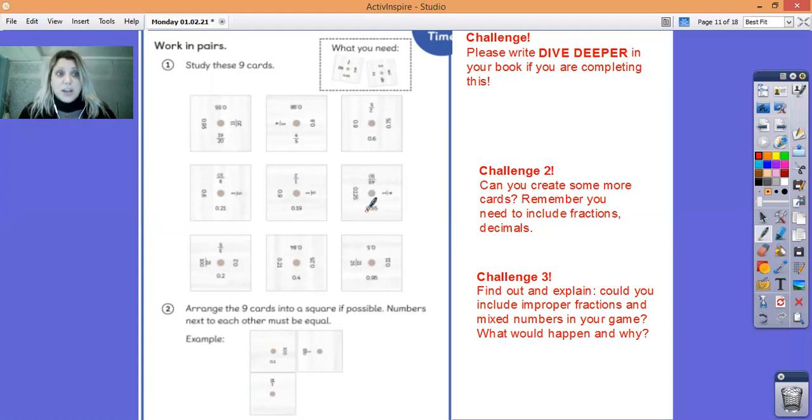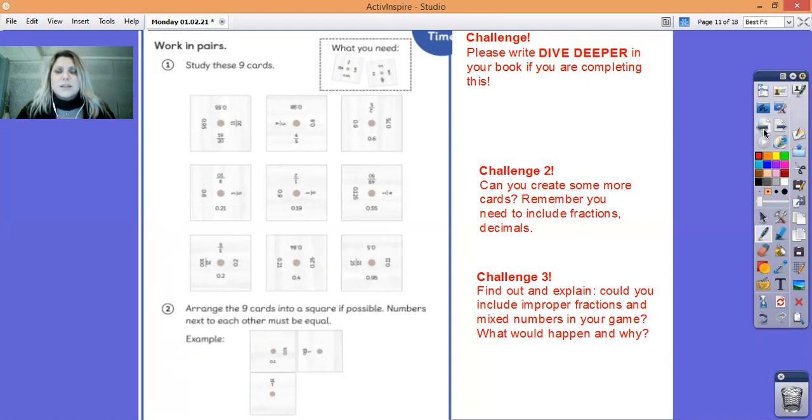Now, the second challenge, if you want to, is to create extra cards, not just the ones that are written there, but your own. Our third challenge is to find out and explain if you could include in this kind of cards also improper fractions or mixed numbers, and what will happen and why. In that case, I would like you to write an explanation in words.